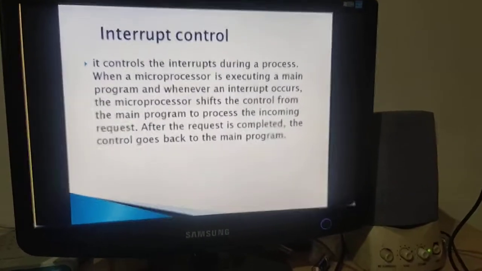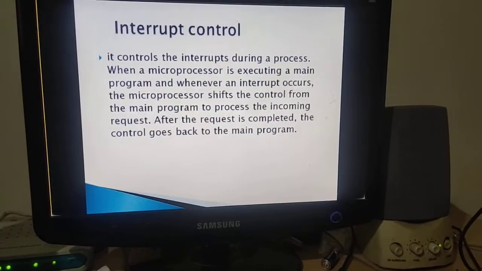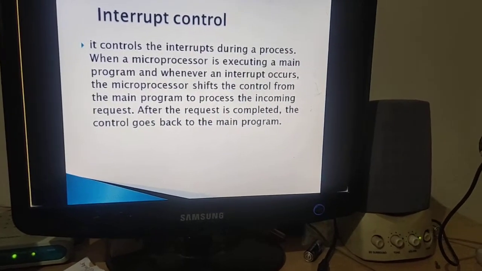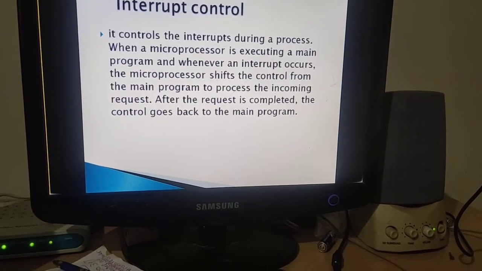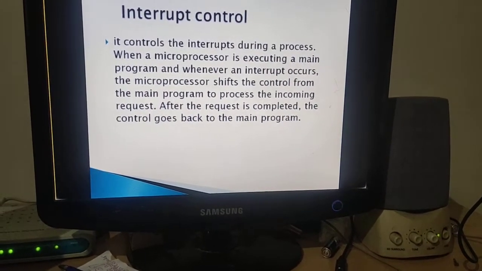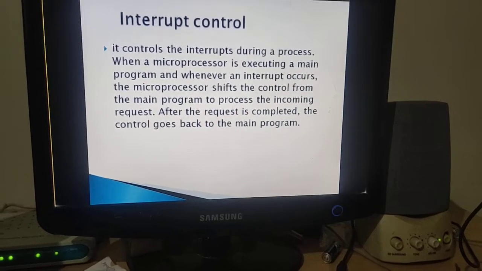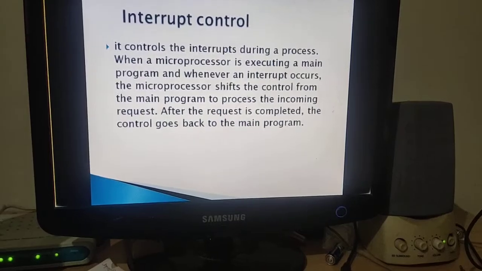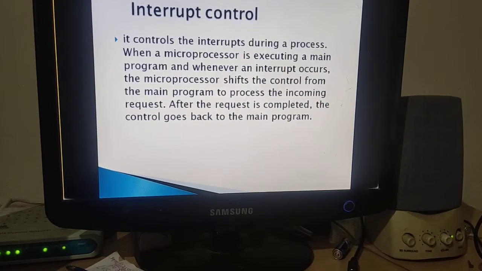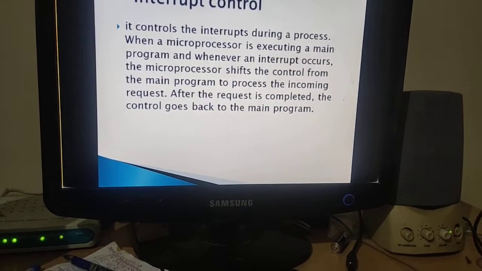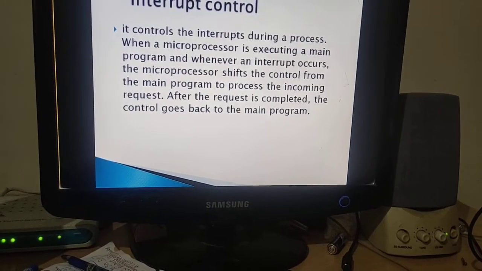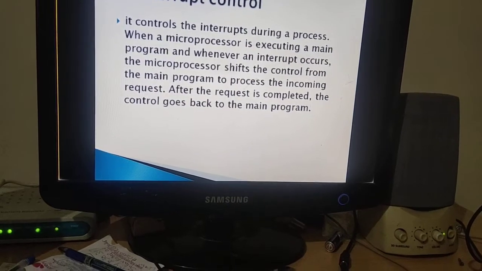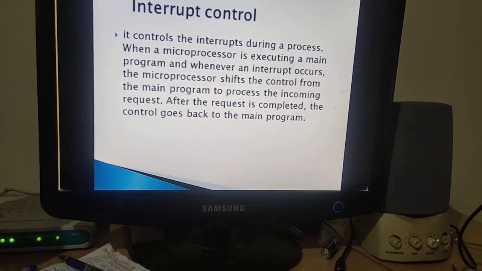Now this is one important topic here: interrupts. Whenever a microprocessor is doing its job and suddenly its attention is required, we have to give an interrupt. Whenever an interrupt occurs, the microprocessor diverts its attention from the job it is doing to process the request which comes to it. Once the request is attended to, the microprocessor will resume its main job.